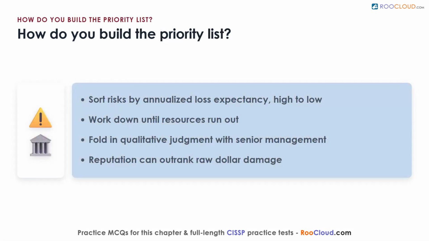How do you turn all of this into a priority list? This final stage merges the two worlds. On the quantitative side, it is simple. List every risk and sort it in descending order by annualized loss expectancy. Then work down from the top until you exhaust your resources, which happens long before you run out of risks.